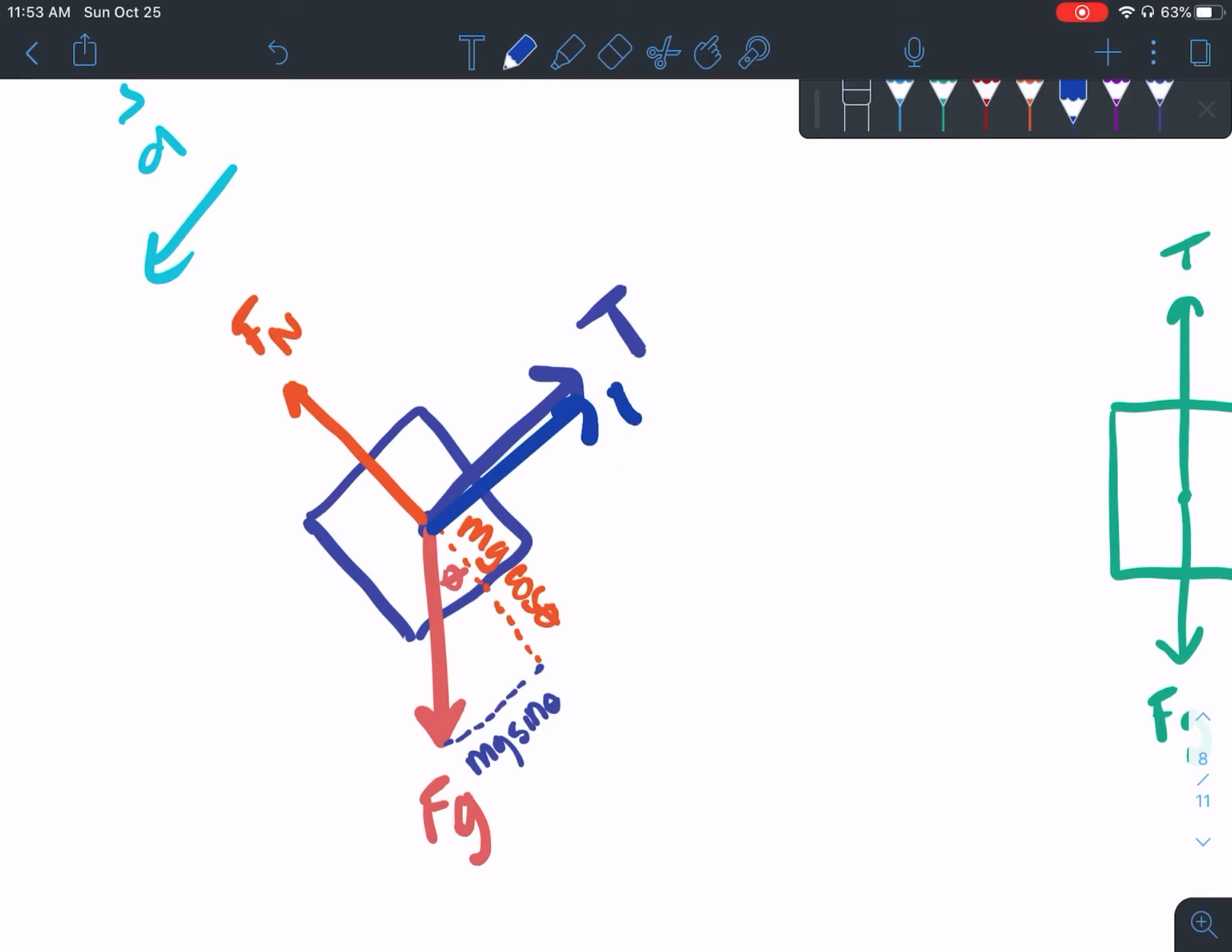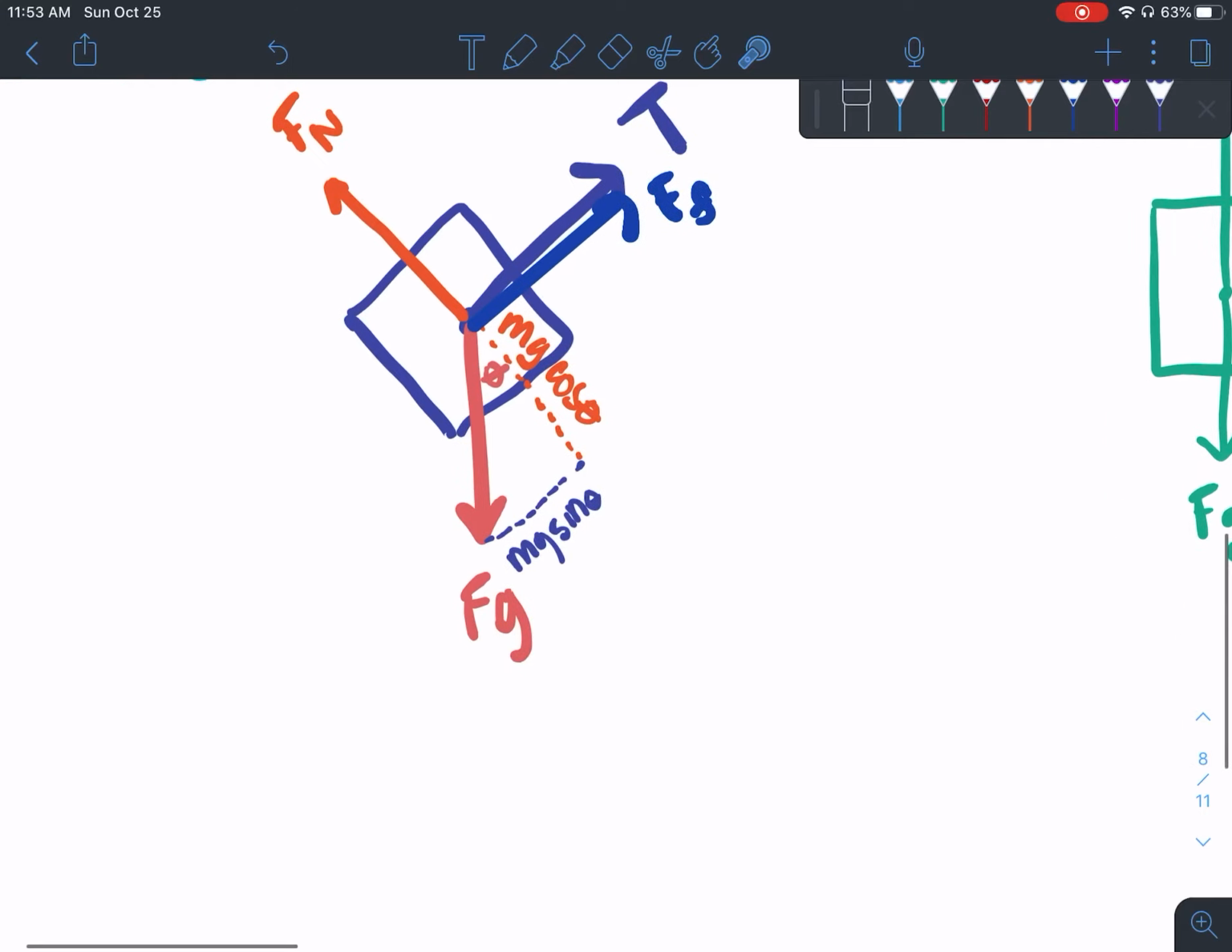I said force of gravity, but I meant force of friction. And we can see that from what I had erased. So we know that our friction opposes that possible movement, and static, so I'm saying possible movement. And so here we would be in the case where this block is trying to move down. So that would be the possible movement. So the force of friction will be pointing up the ramp.